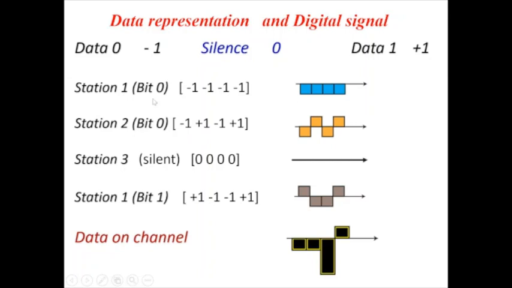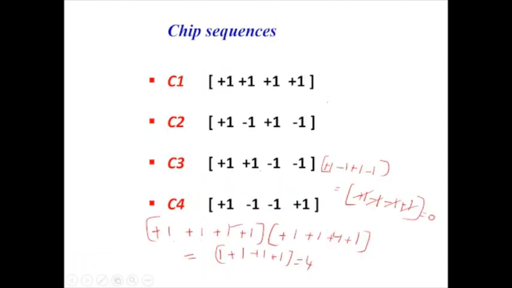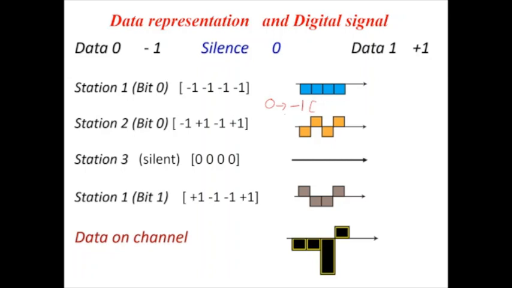Now if a station is transmitting bit 0, which is represented by minus 1, before putting it onto the medium, it gets multiplied with the chip code. The chip code of station 1 is plus 1 plus 1 plus 1 plus 1, and if we multiply this whole thing with minus 1, it becomes minus 1 minus 1 minus 1 minus 1.